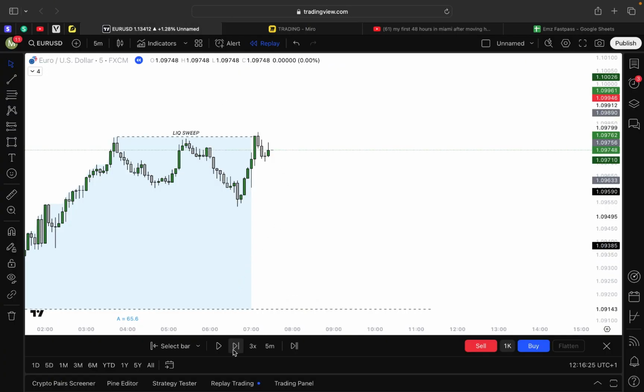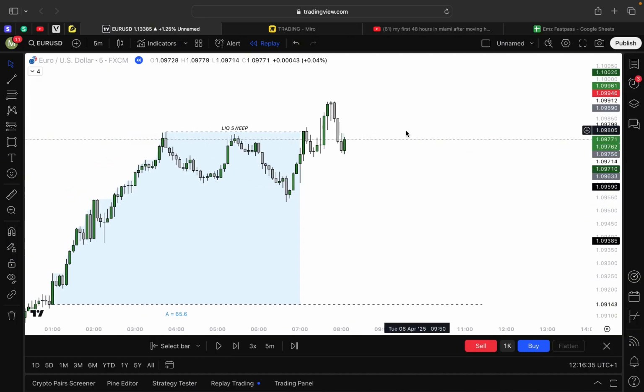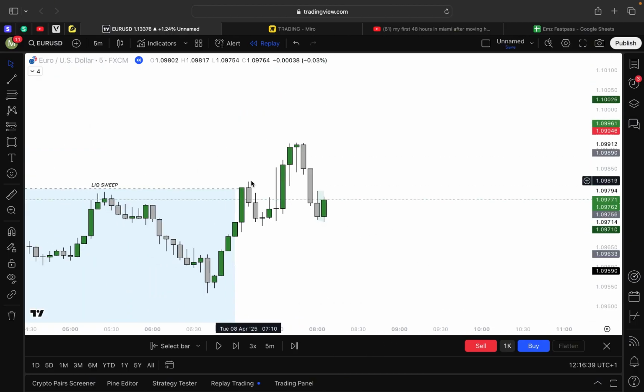So play price forward, we need a market structure shift towards the downside. So I'm just going to keep it going. There you go, we're getting one. Okay, there we go. So we just got one right there. We just got a very good market structure shift towards the downside, and I'm going to use this right here.